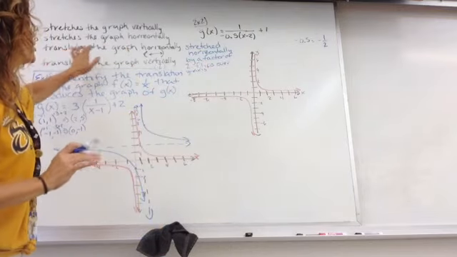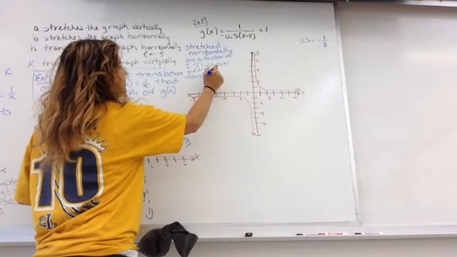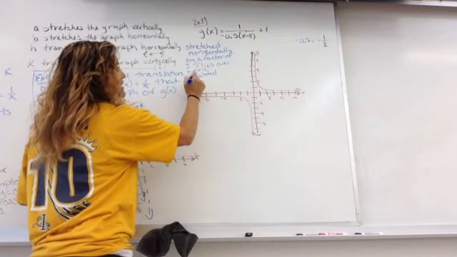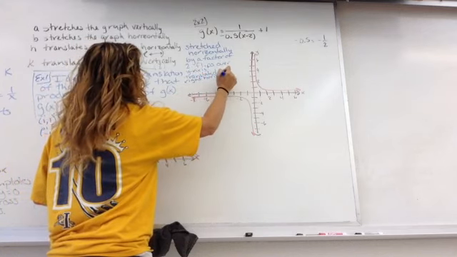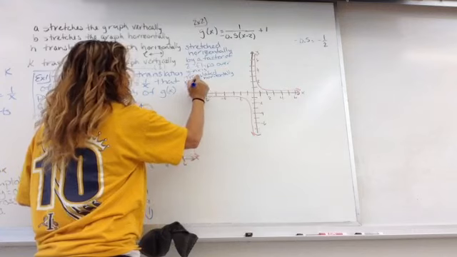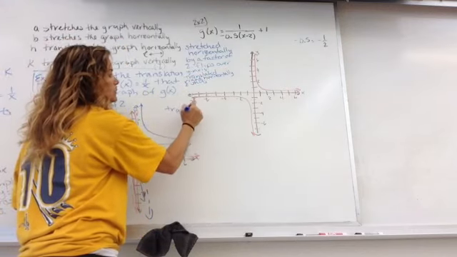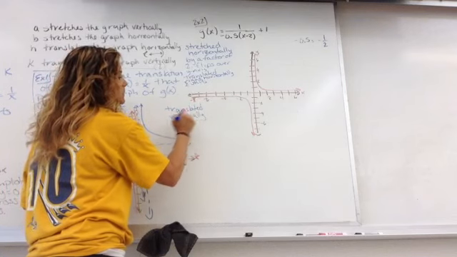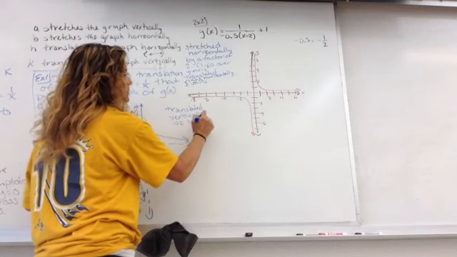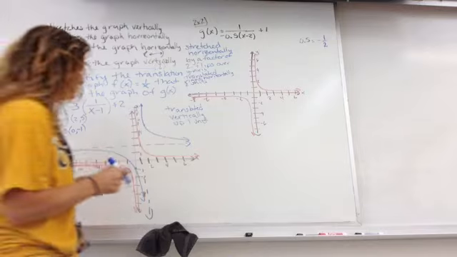Our H value means it's translated right horizontally 2 units, and it's being translated vertically up 1 unit. Okay? So again, the first thing we're going to do is put in those new asymptotes.